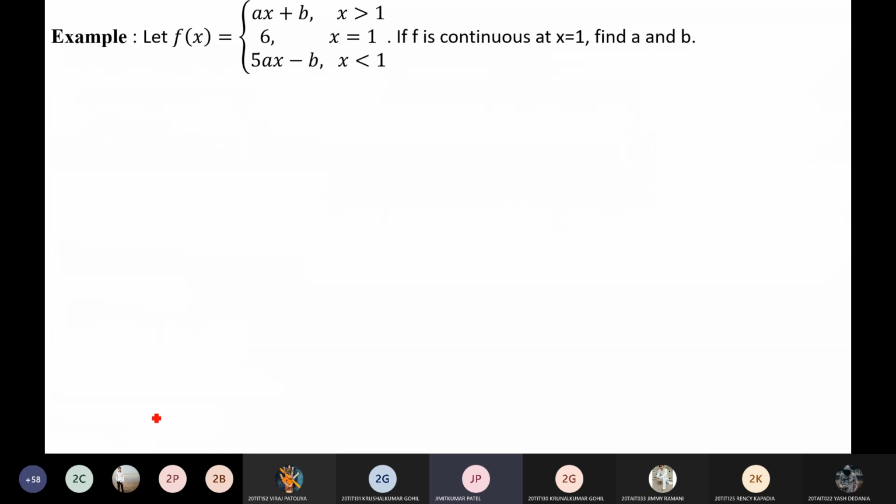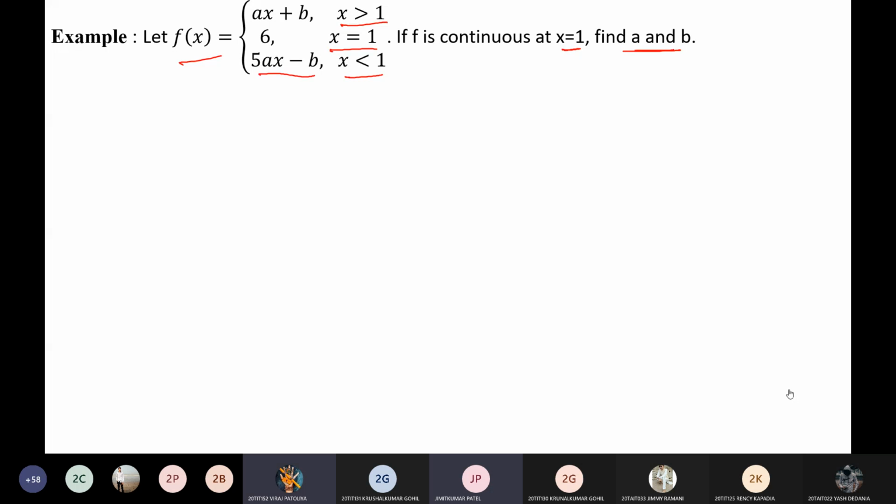Then the next example is about the continuity again. Let f of x be equal to ax plus b for x greater than 1, 6 for x equal to 1, and 5ax minus b for x less than 1. If f is continuous at x is equal to 1, find a and b. How many students understand this question? Let me inform, how many people understood this question? What do you do?